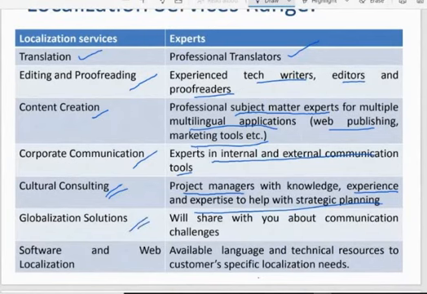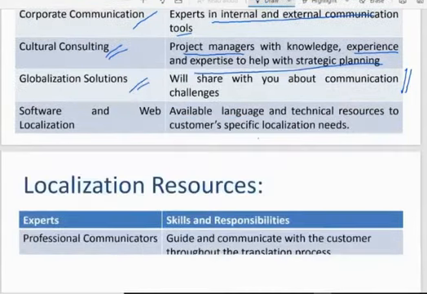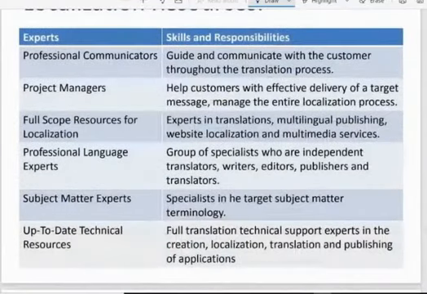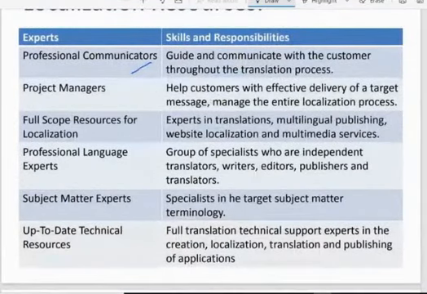I have globalization solutions where I'll share with you about the communication challenges. Then software and web localization, where available languages and technical resources meet customers' specific localization needs. Then we have professional communicators who will be guiding and communicating with the customers throughout the translation process. Then we have the project managers who will be helping the customers with effective delivery of a target message and manage the entire localization process.